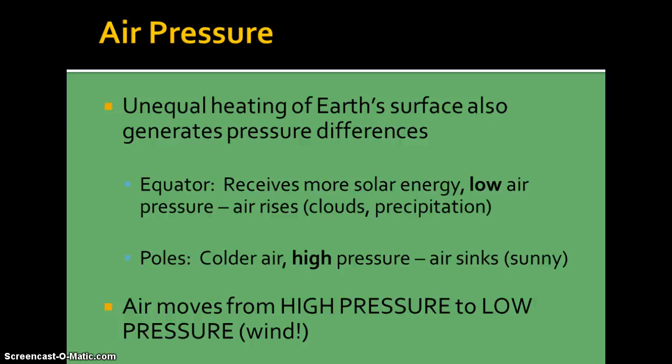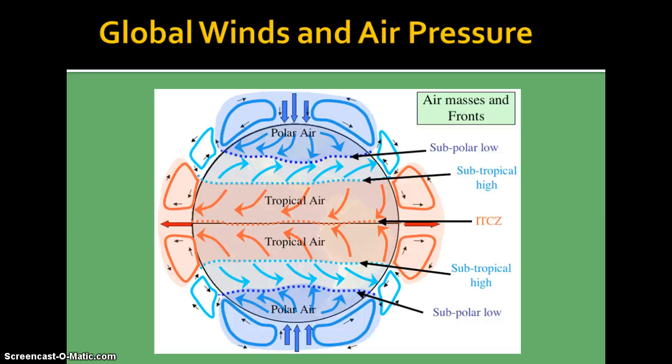That's what creates wind. So looking at this diagram, we have that warm air that rises, so I have low pressure, and so the higher pressure air is going to move in to take its place. In the northern hemisphere, it's moving clockwise, southern hemisphere counterclockwise.